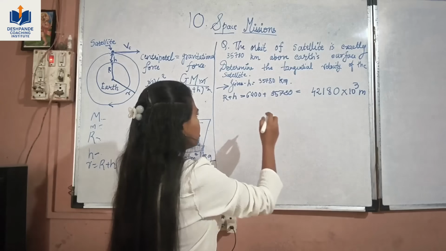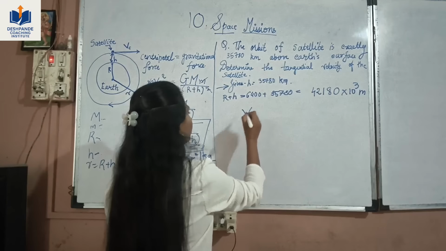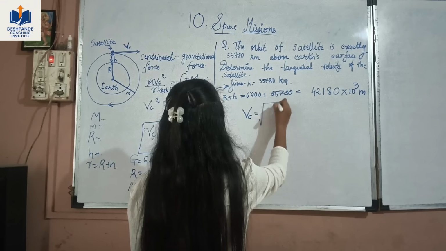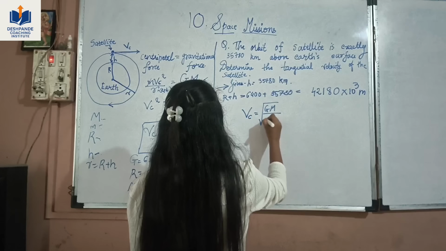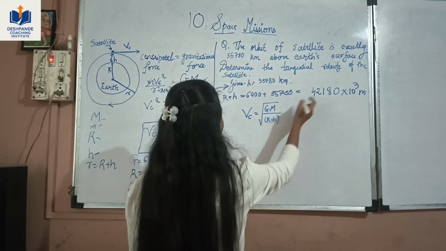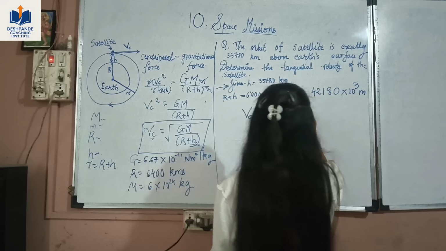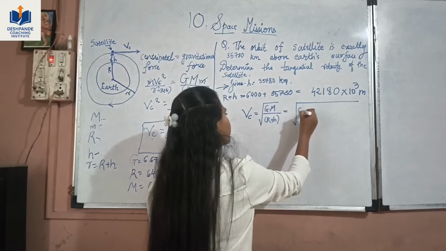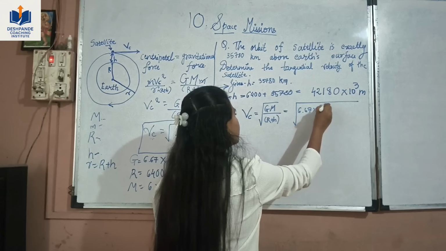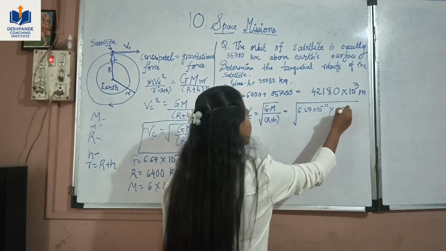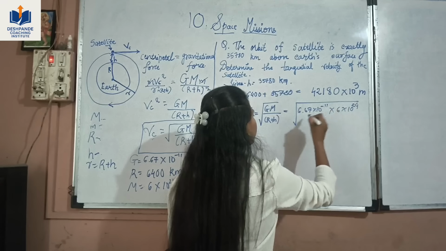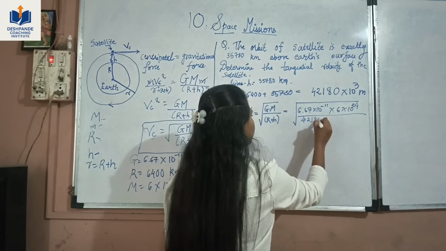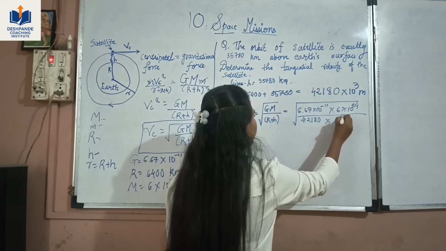Now let us put it into the formula. We have the formula. You have to always write the formula in the numerical. So Vc is equal to root of GM upon R plus H. R plus H we already have. So we have to just substitute these values. G is 6.67 into 10 to the power minus 11. Mass is 6 into 10 to the power 24. And R plus H is 42180 into 10 to the power 3.